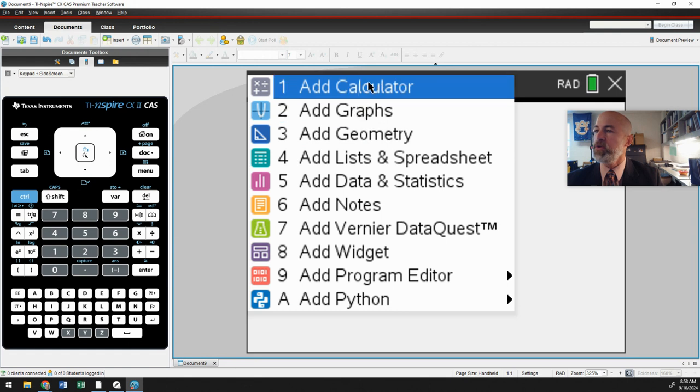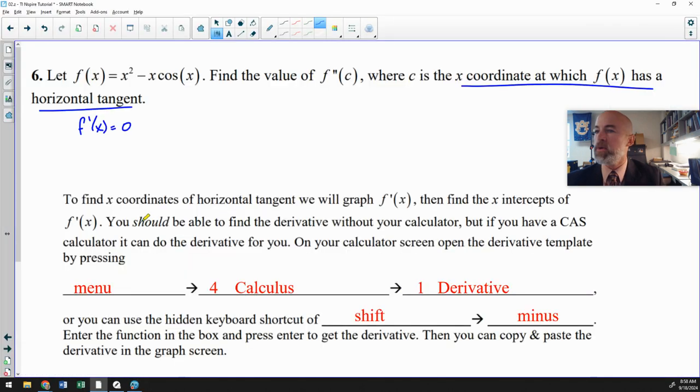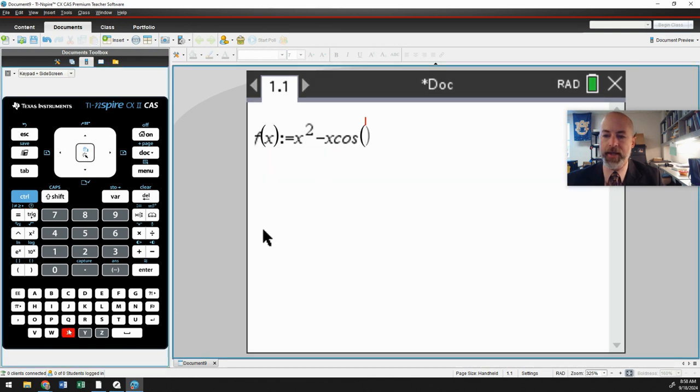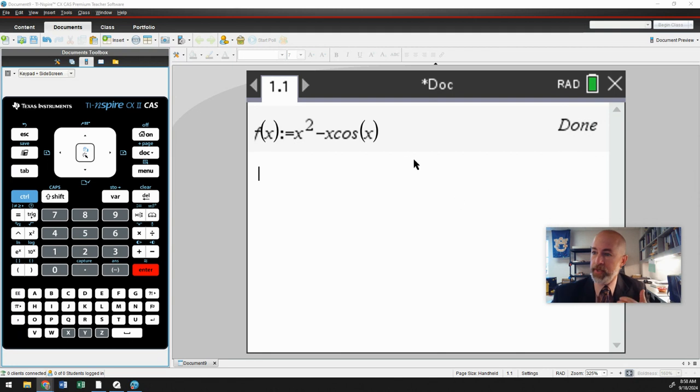So I'm going to go New Calculator, and I want to define f of x, colon equals, and I've already forgotten what it was. It was x squared minus x cosine x. And here's what a lot of students will do: x squared minus x trig cosine x. And as a human, you look at that and you understand what it is. The calculator says, hey, it's done. That is now stored.